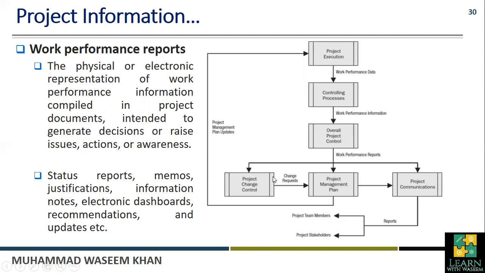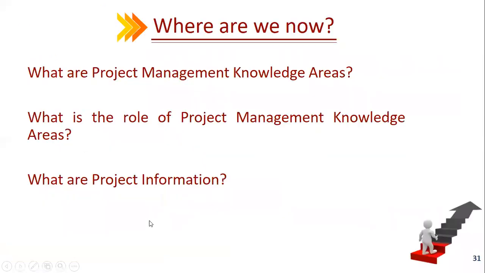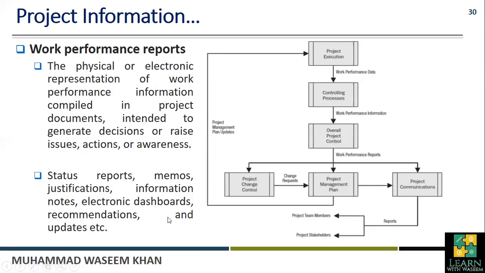Whenever we perform the project, if we want to make some changes in the project, then we will send a change request. Those change requests will go toward the project plan and will bring some changes in the planning, and those changes will be communicated to other project team members. Again, we will have to report to the project team members and project stakeholders regarding those particular changes. So that was just an example of the work performance report.